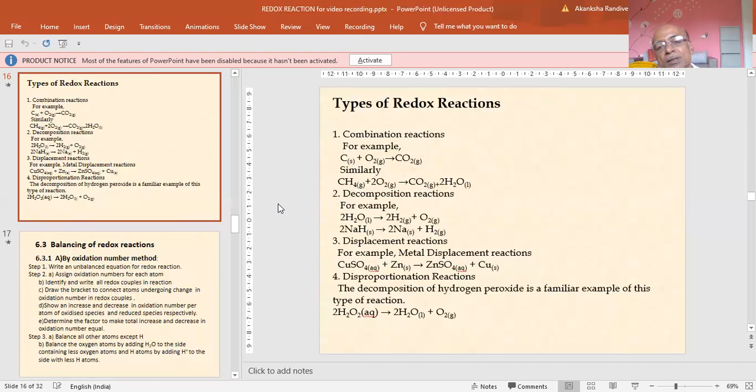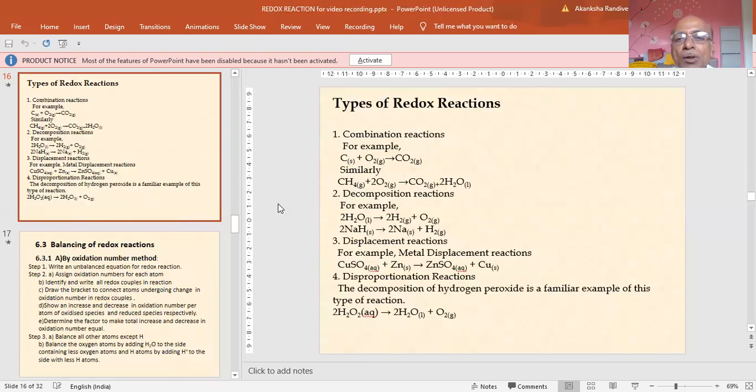And the fourth type of redox reaction is disproportionation reactions. This point, types of redox reactions, we have taken from the NCERT book. Remember this: in your textbook, these types of reactions are not given, but this is an NCERT point. In the NCERT book these types of redox reactions are given, so we have taken that point as additional information for you. Which type is the fourth redox reaction?